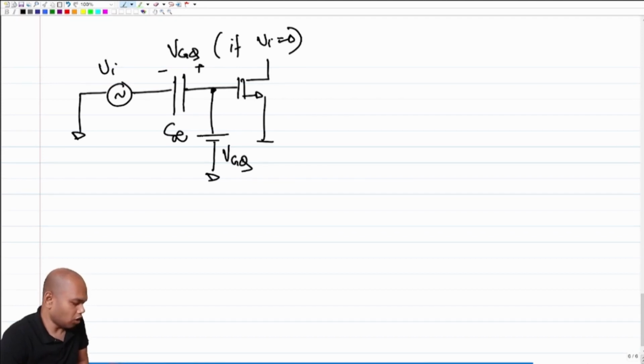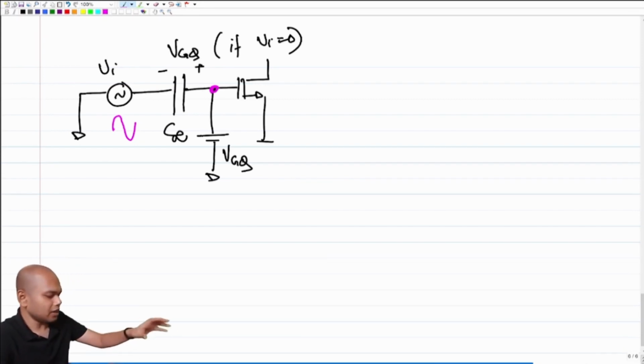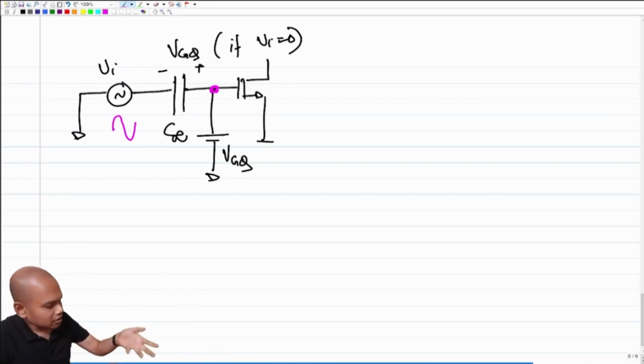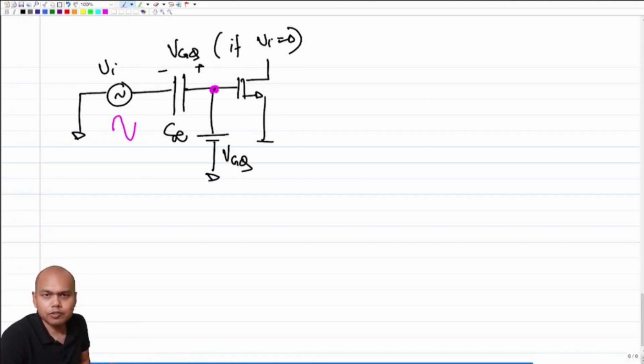Now let's assume Vi is not 0. If Vi swings, what happens to this gate voltage? The gate voltage, as you can see, doesn't change. Why? Because it is connected directly to the battery VGQ. Whatever happens to the rest of the world, the voltage at the gate of your MOSFET will not change. Correct? So that's a problem, isn't it?